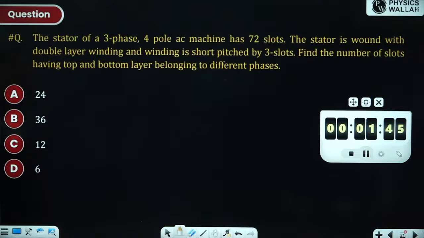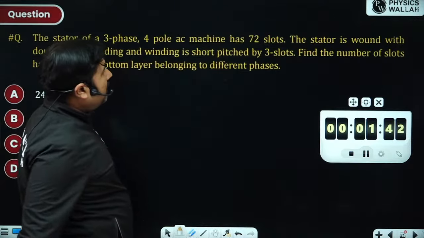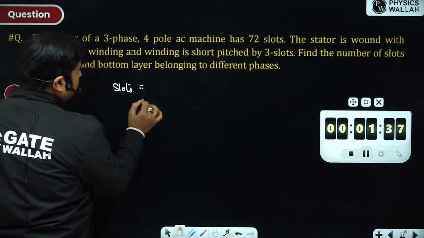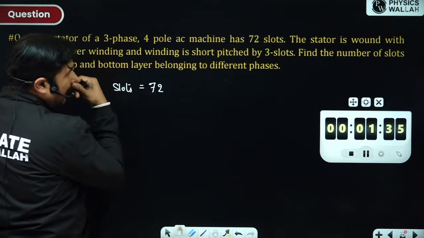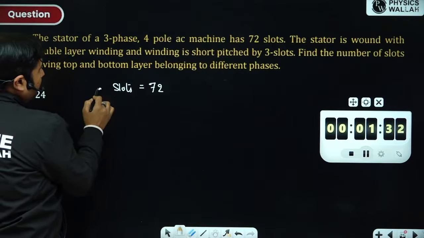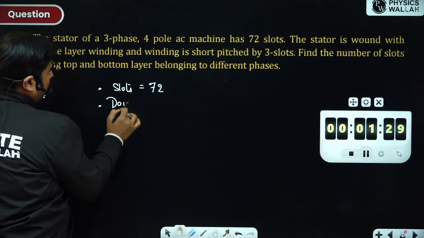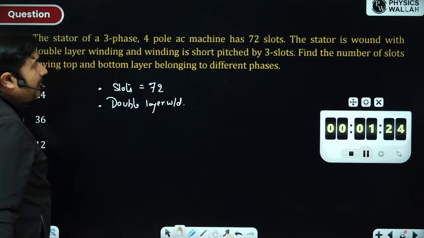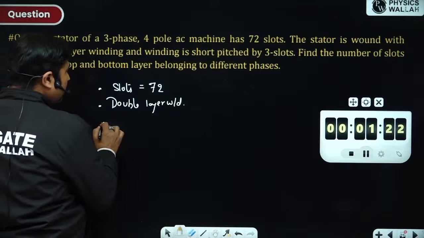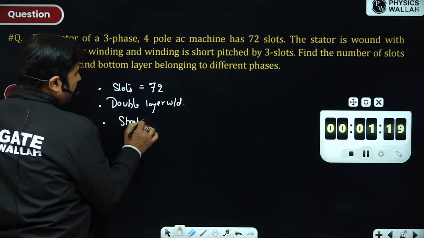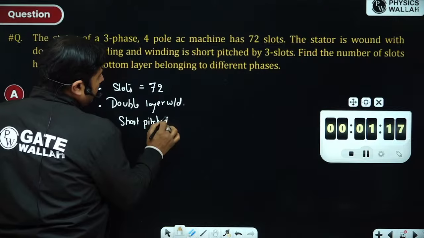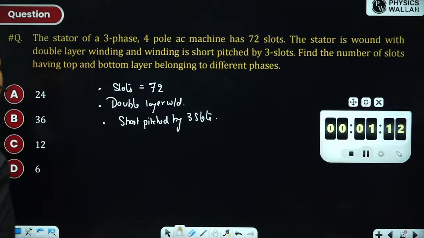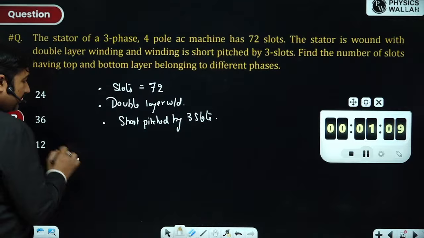See, the stator of a 3-phase 4-pole AC machine has 72 slots. So the number of slots given to you is 72. And the stator is wound with double layer winding. So you know about double layer winding. Is it okay? Yes, sir. And the winding is short pitched by 3 slots. Find the number of slots having top and bottom layer belonging to different phases.